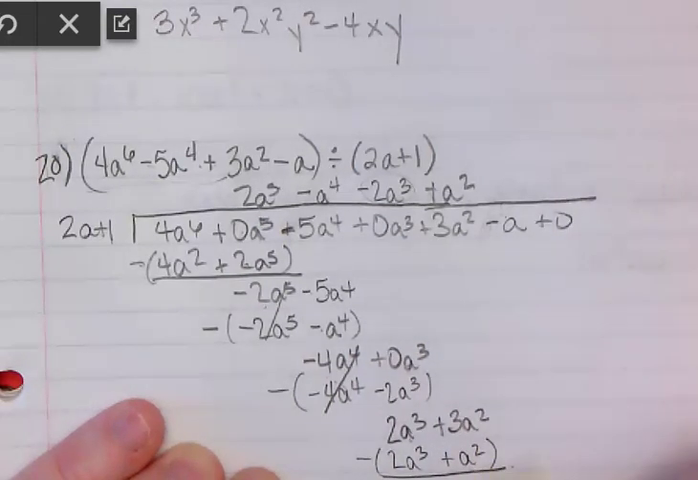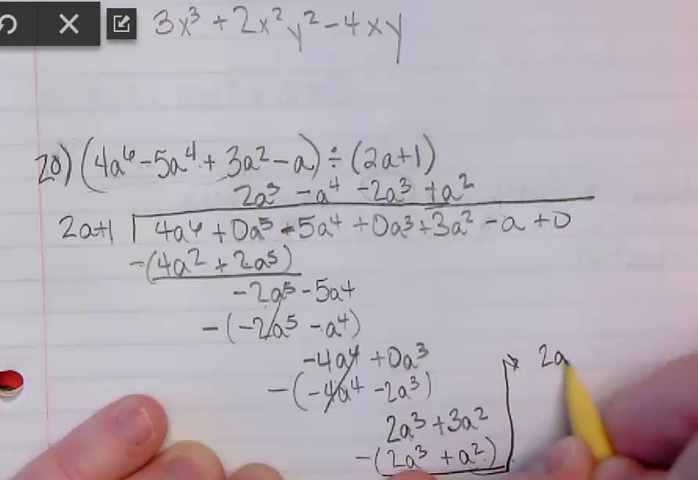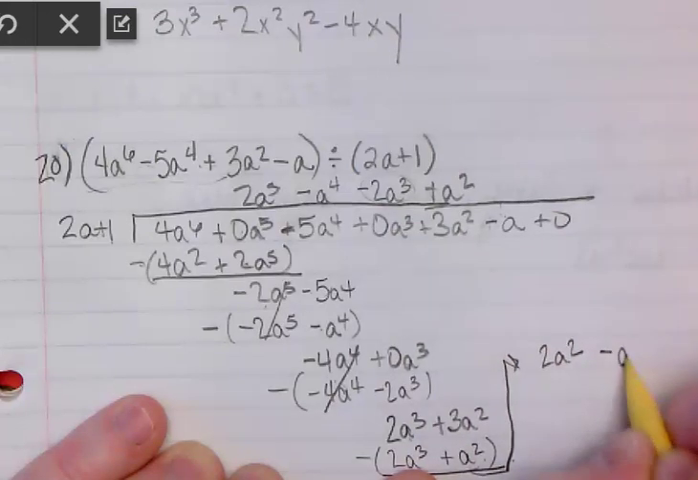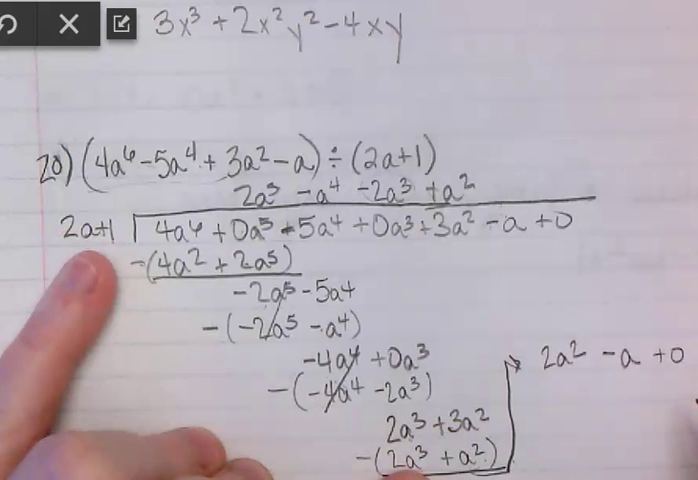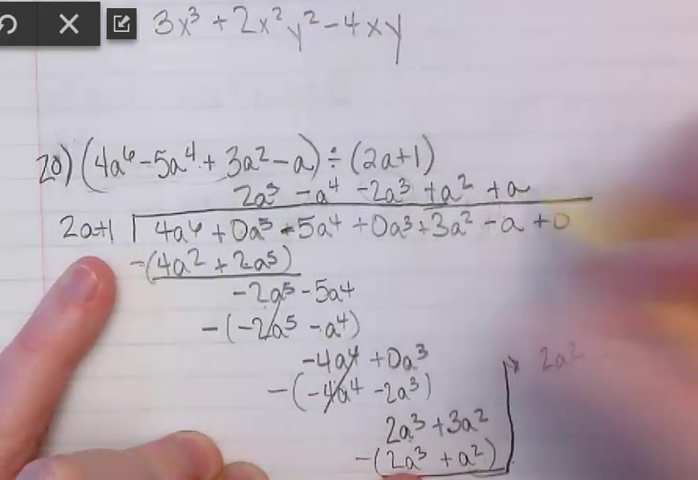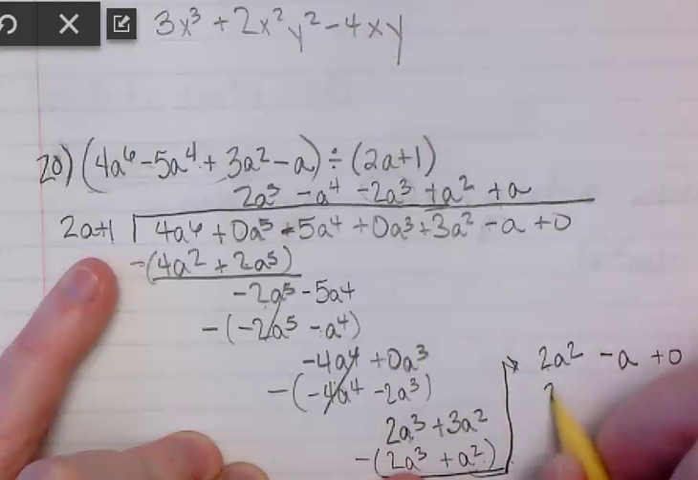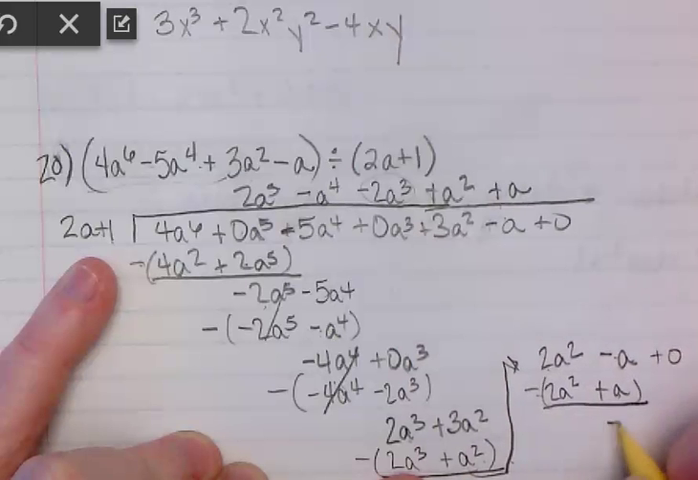And what I get here, I'm going to draw up over here. So 3 minus a squared is a 2a squared minus a. And I have a plus 0. So 2a times a gets me 2a squared. Minus negative a minus a is a negative 2a plus 0.